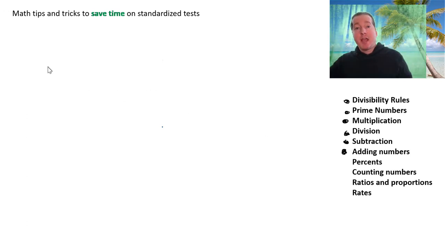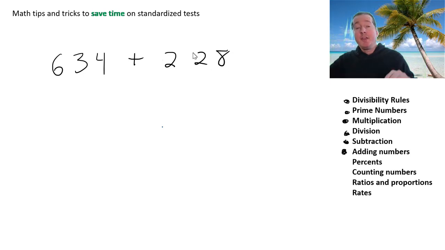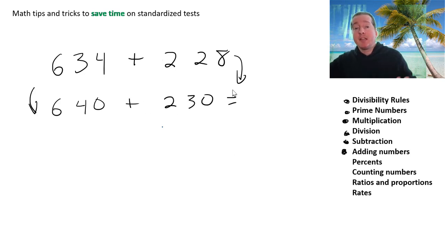Here's another little thing on adding numbers. Suppose I wanted to add 634 plus 228. One thing you can do is take the 634 and round it up to something a little easier, so how about 640? And the 228, I round up to 230. Well, 640 plus 230 is not too hard. That's 870.